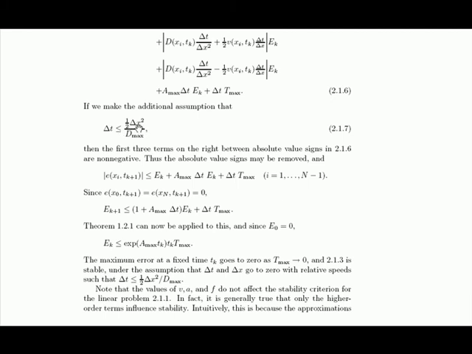Now, this is actually a rather stringent requirement. It requires that if delta x is small, delta t has to be extremely small because it has to be proportional to delta x squared. So this is a serious stability requirement, and if it's not satisfied, the method is totally useless.